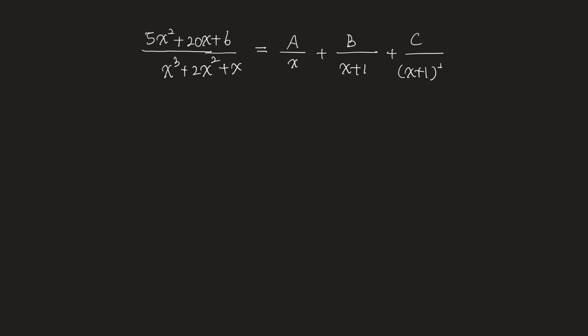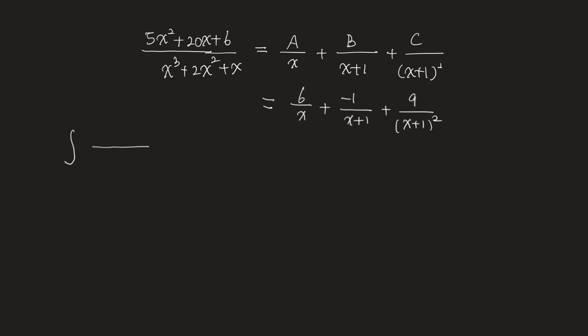So partial fraction decomposition, we find the A and B and C. What is A? You find it. A value is 6 over x, plus B is negative 1 over x plus 1, C is 9 over x plus 1 squared. Let's take the integral of this one.